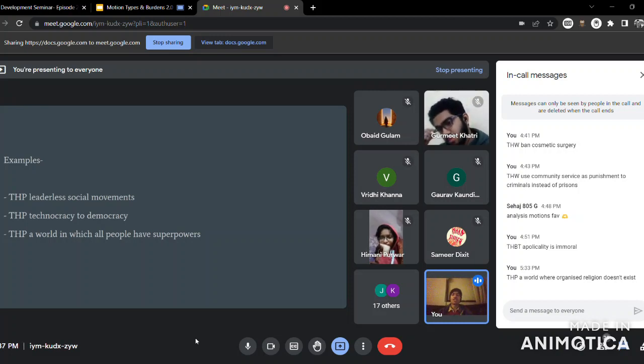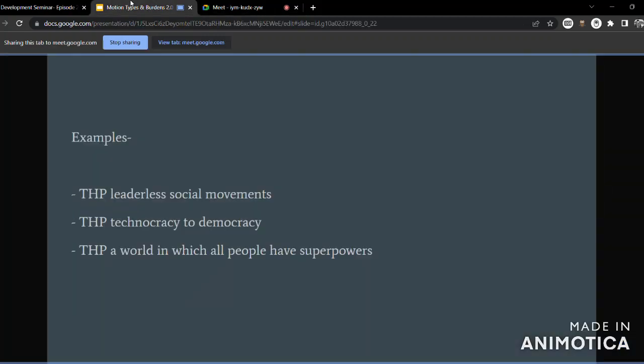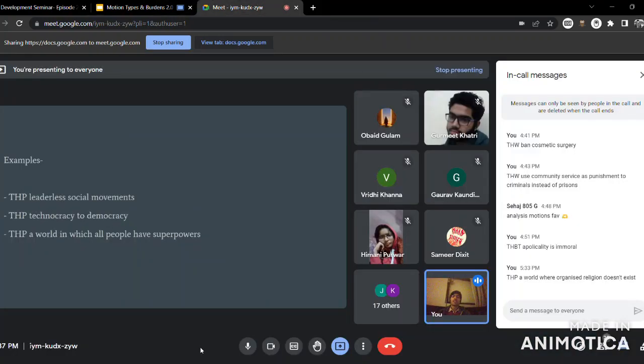The third is again, this house prefers a world in which all people have superpowers. Another important thing to note, also this is an interesting motion, मतलब you'll see mundane motions and काफी heavy motions. You'll also see fun motions at tournaments जिनको debate करने में मतलब you'll require imagination और debate करने में मजा आएगा.